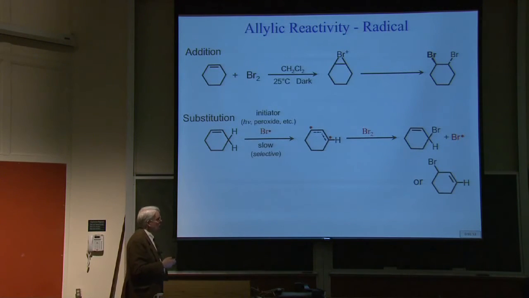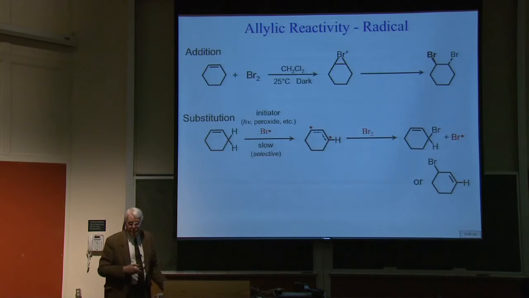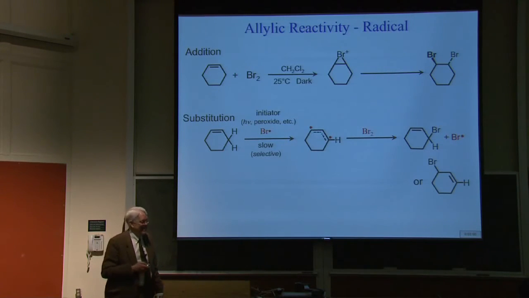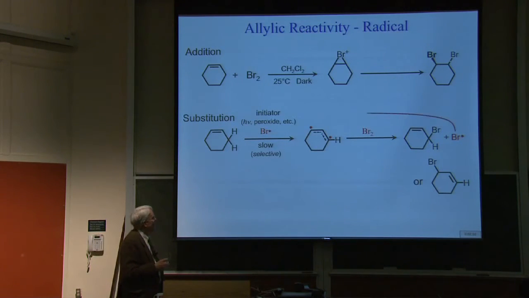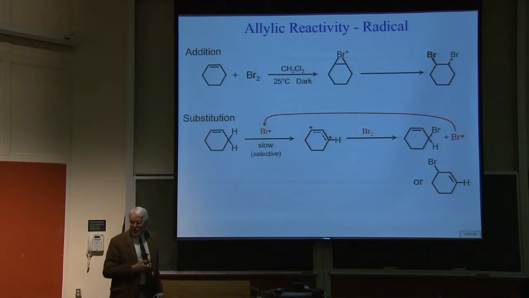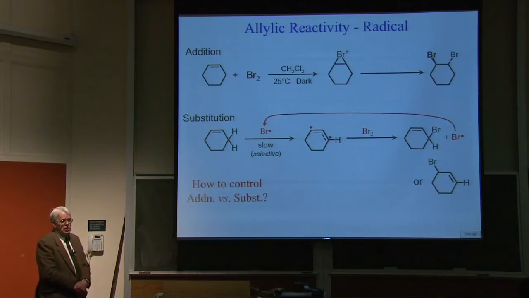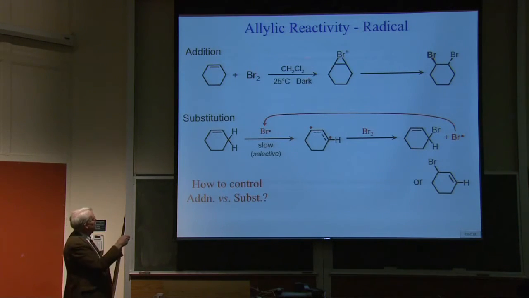Okay, and it also gives a bromine atom. Why is that relevant? What happens to the bromine atom? Matt? It gets reused in the free radical chain. Goes back to the start. It's a chain reaction. Okay, so how do you control which you're going to get? Are you going to get bromine addition or allylic substitution? Can you think of any way of controlling which of these is going to operate?